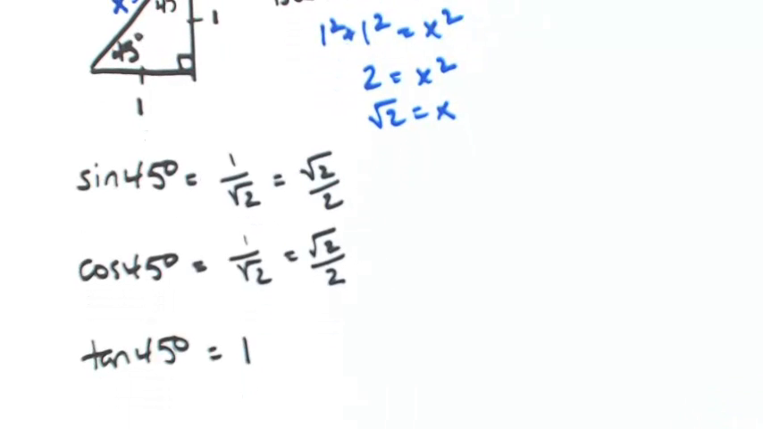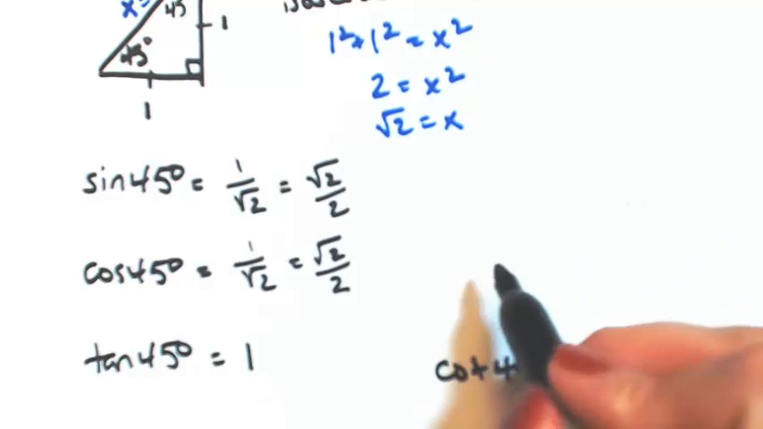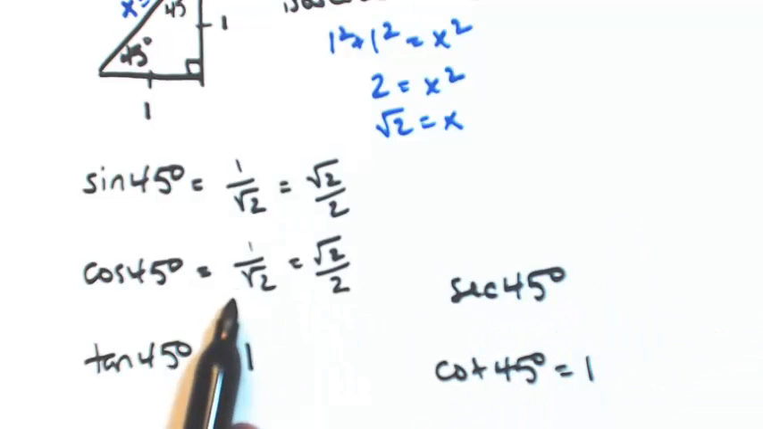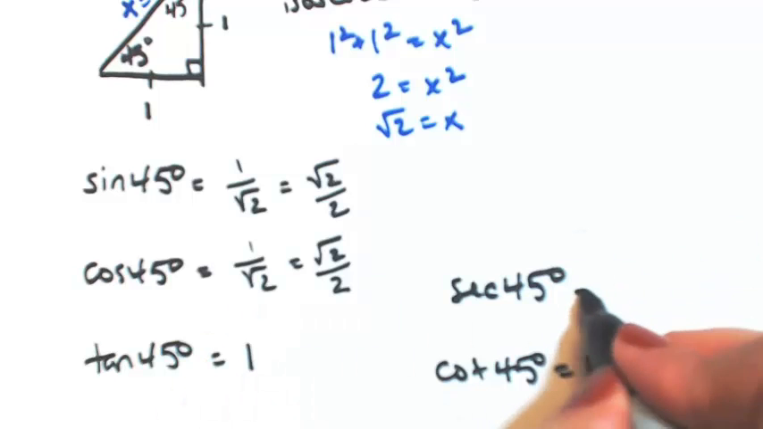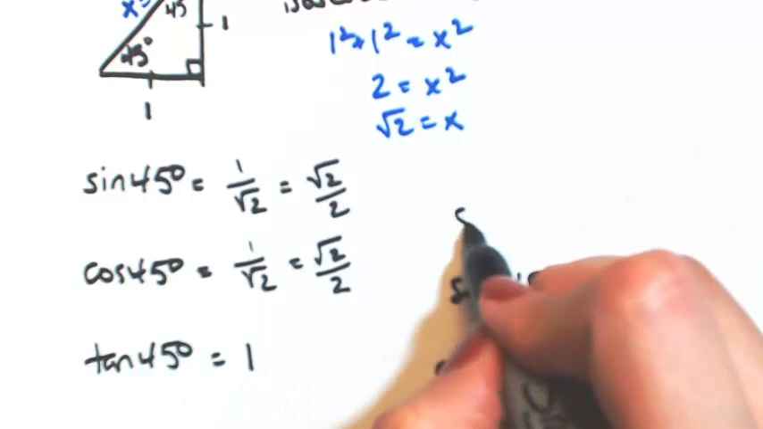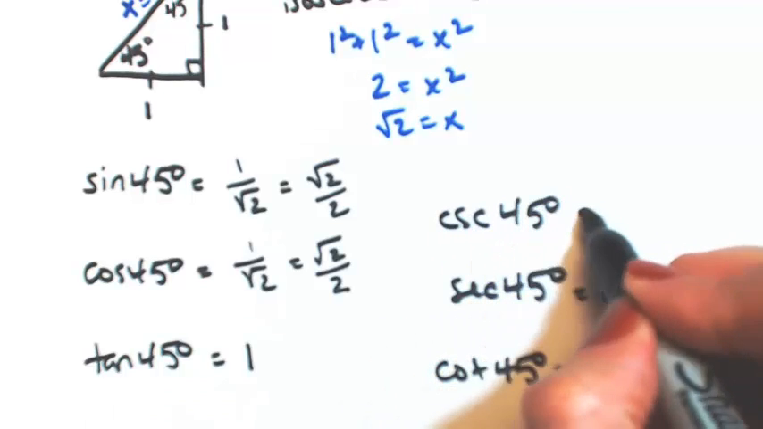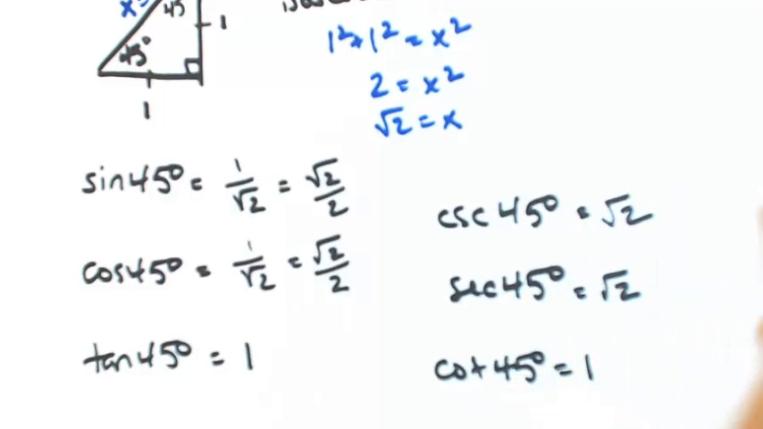Now that we have those three, we can just take their reciprocals to find the others. So cotangent of 45 degrees is also 1. The secant of 45 degrees is the reciprocal of cosine before I rationalized it, so that's just square root of 2. And cosecant of 45 degrees will be the same as secant, because again, opposite and adjacent are the same.